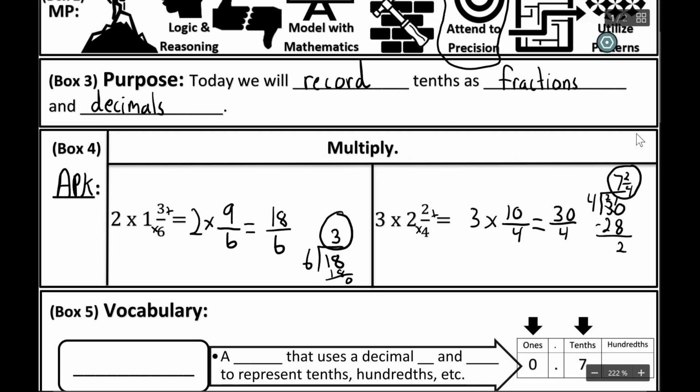Mr. Arevalo, can we reduce that? Can we put it into simplest form? Yes, you can, okay? In simplest form, it does equal 7 and 1/2. And remember, I got that by dividing the 2 and the 4 by 2, okay? Great job if you got both of those. I'm very proud of you, okay?